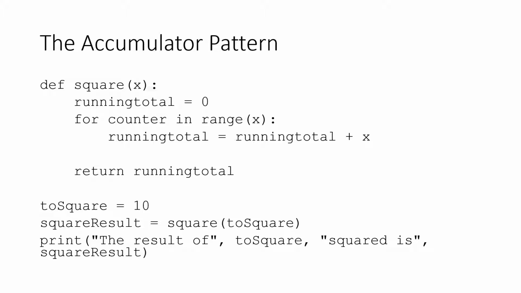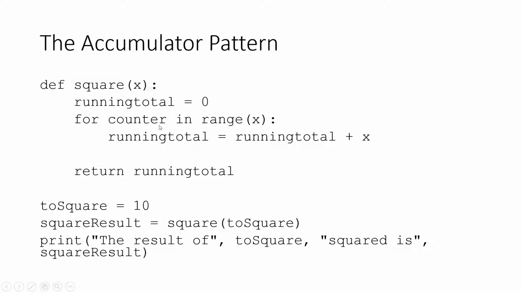Here we can see a piece of code that would use an accumulator pattern to perform the square function that we talked about earlier. In this case, we create a new variable called running total, and we set this equal to 0. We then use a for loop and say we want to iterate through this for loop x number of times.